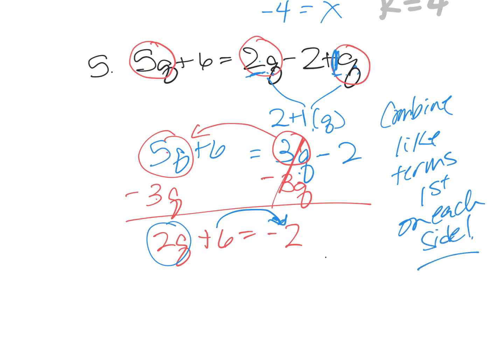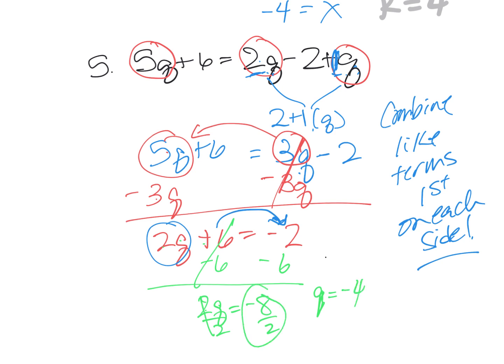So now I have to move the 6 over, so I'm going to subtract 6 because it's 2q plus 6. Positive and negative 6 cancel out, so I get 2q equals negative 8. We're going to divide by 2 because 2 times q. And 2 divided by 2 is 1, so we get q equals negative 4 because it's negative 8 divided by 2.